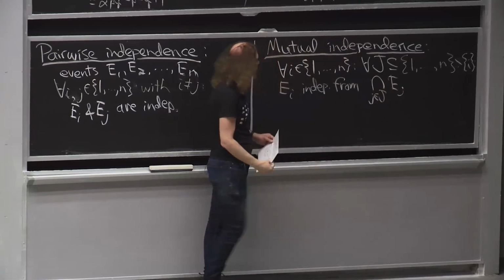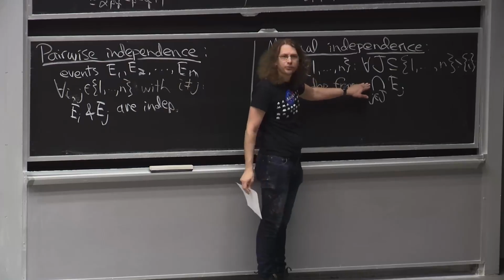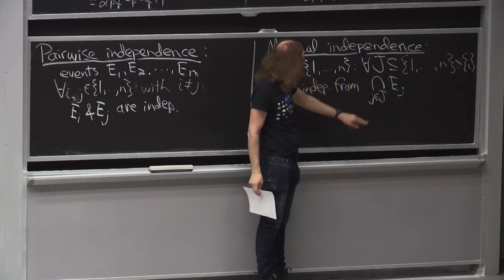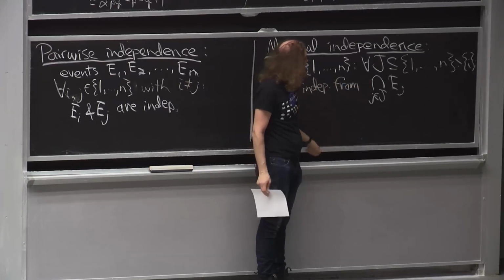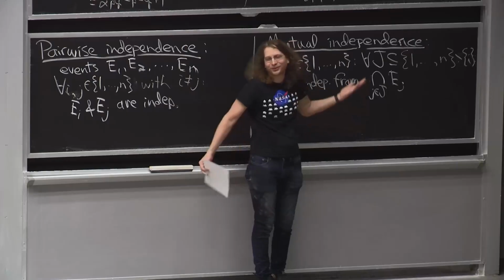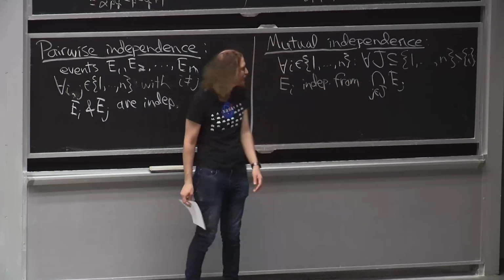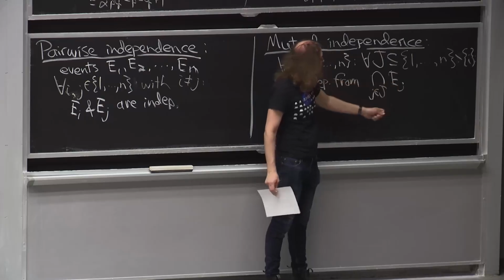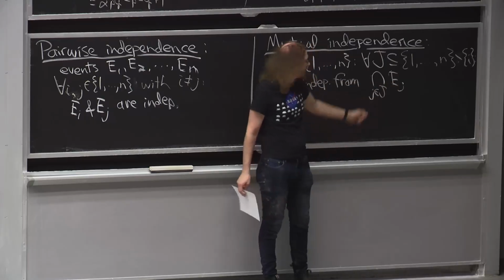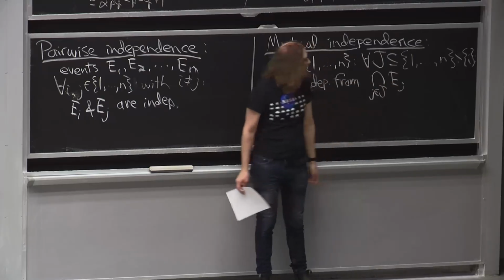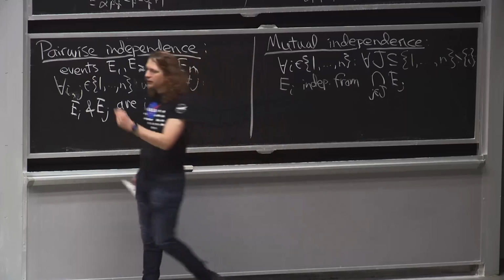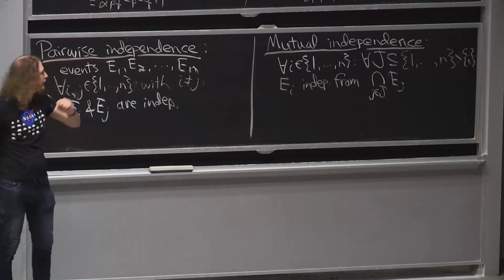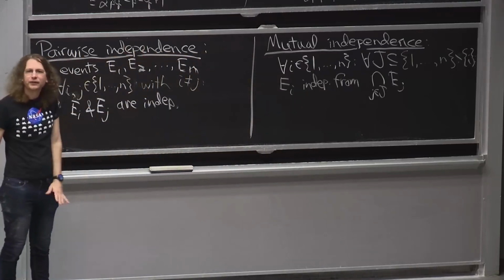I forget whether you've seen this notation. You've seen big sigma for sums. You've seen big pi for products. This is big intersection for intersection. I guess we ran out of clever Greek letters. So this is just the intersection of Ej for all little j in big J. So we want each event Ei to be independent from the intersection of any subset of the other events.